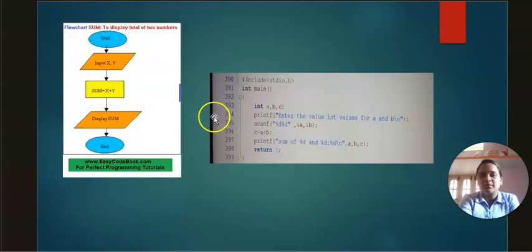Now the sum of two numbers. This starting point is considered a terminal point. It is the input or output. It is the process, and then the input or output. The terminal is considered as a starting point or ending point.